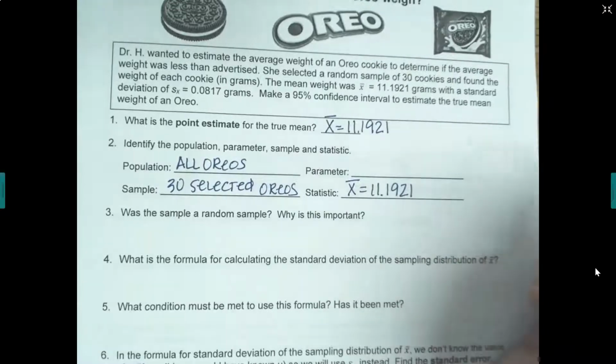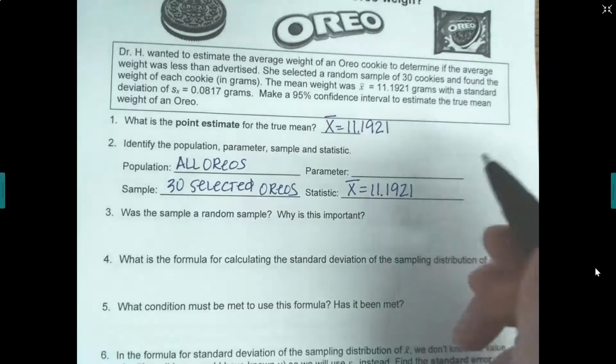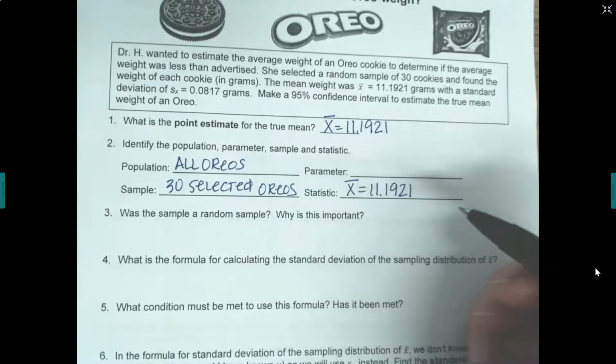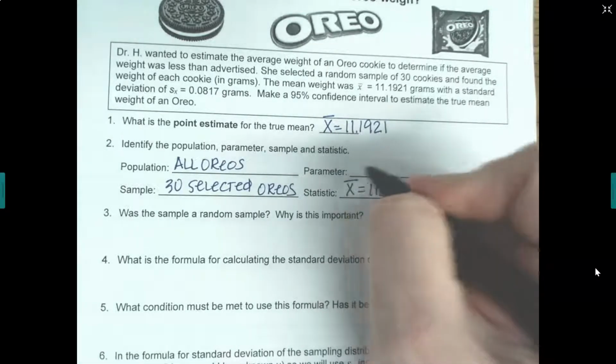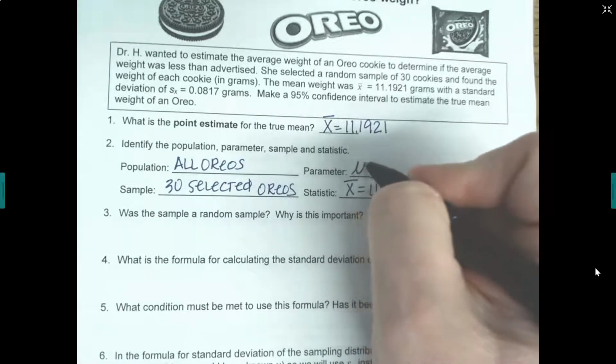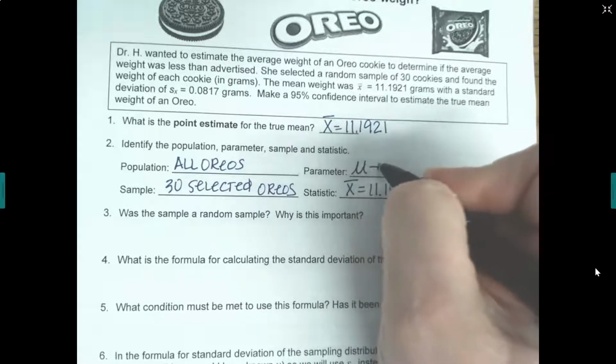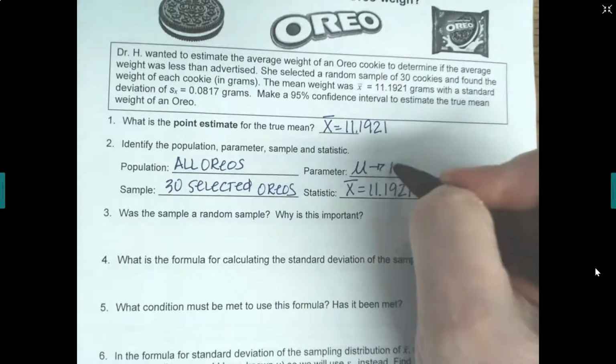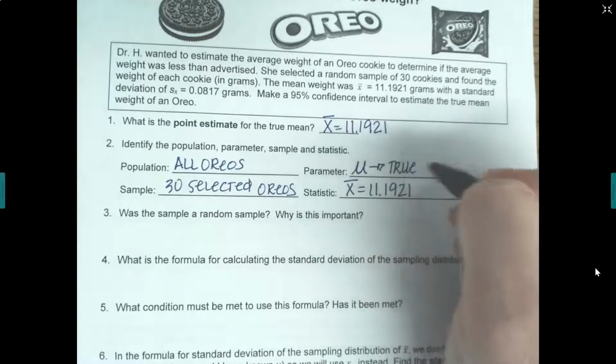And then our parameter, we always need to define a parameter. Up until now we've been doing all proportions, but now we've gone into means, and so you need to use the parameter notation of mu, and mu represents the true mean weight of all Oreos.